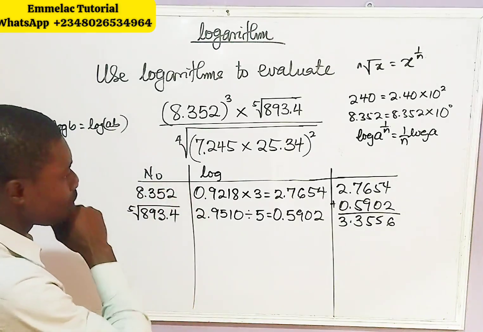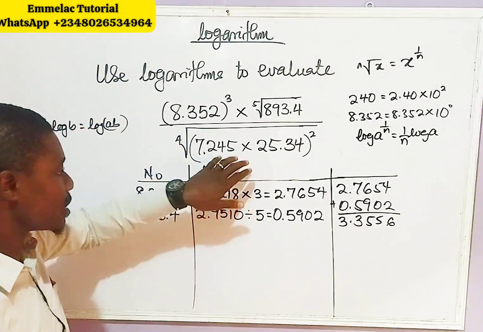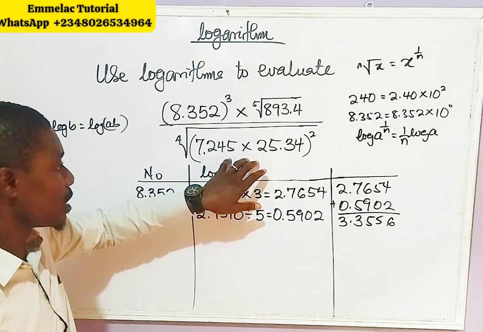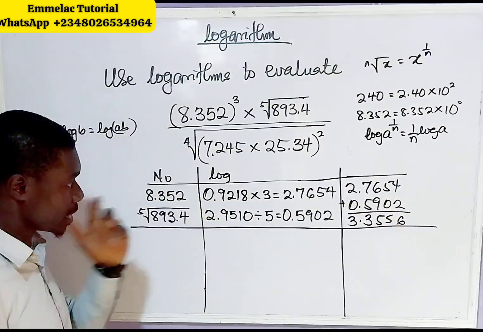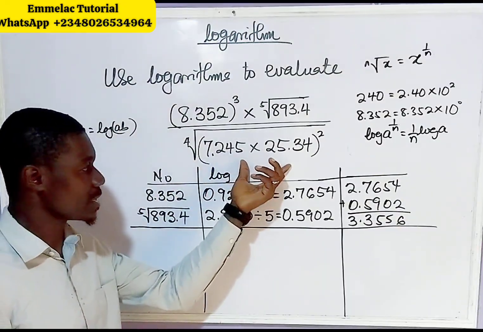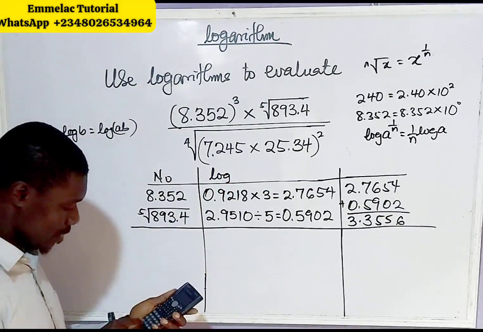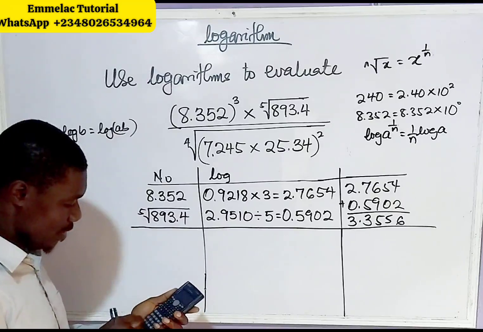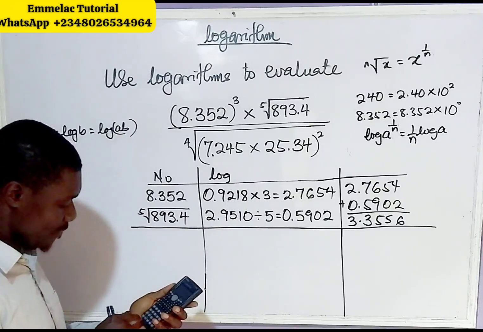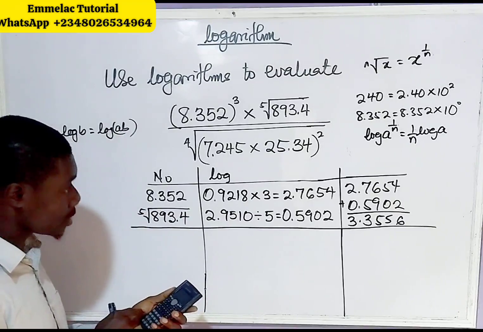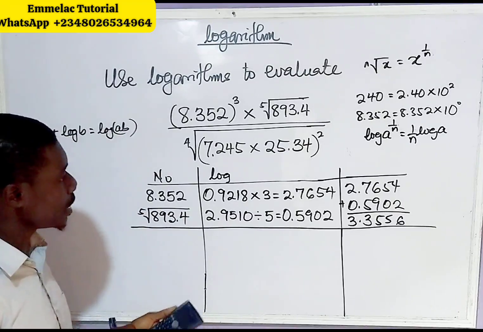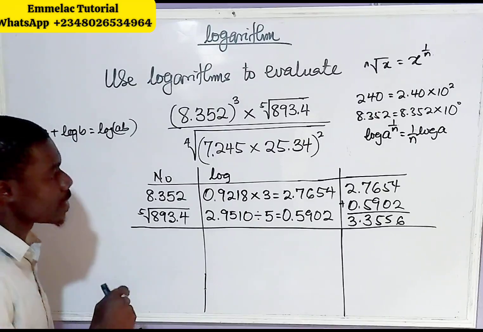Now, first of all, we need to work with what's in the parentheses. In the parentheses first. So here, let's multiply this. Okay, and by multiplying, we have 7.245 times 25.34.